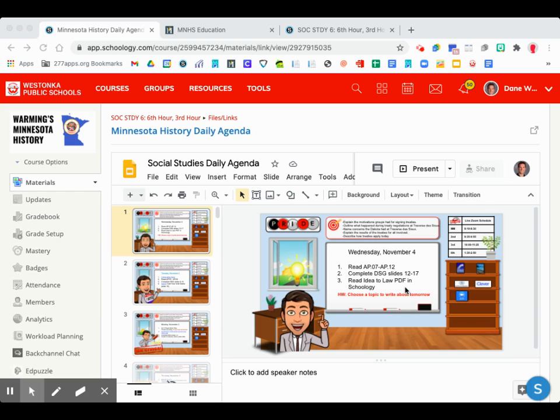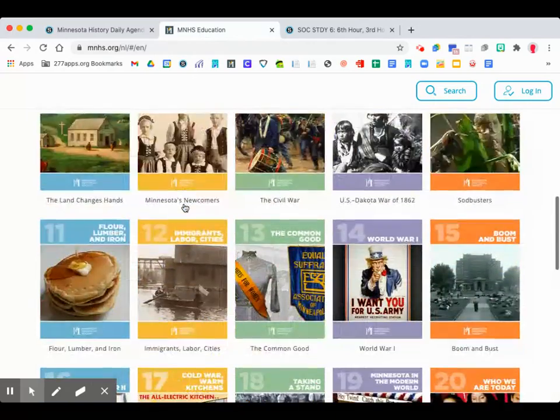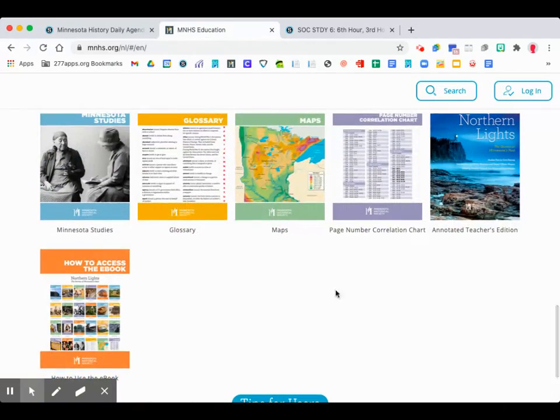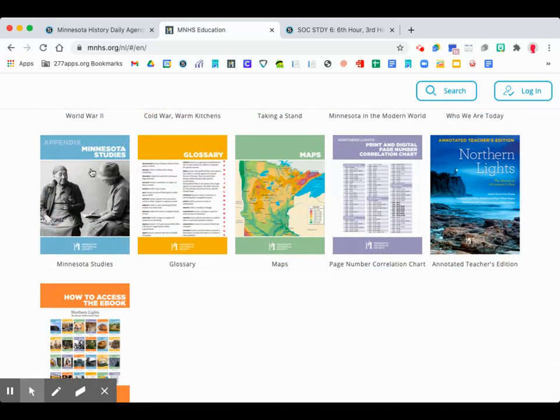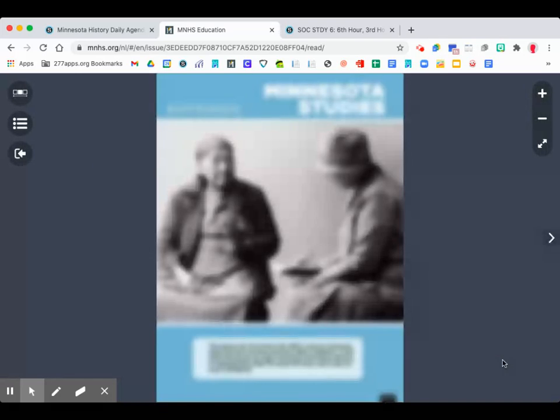The first thing on our agenda this morning is to read AP 07 through AP 12. Remember that AP stands for appendix. We won't be reading in a normal chapter today, so make sure you follow that to our online textbook and find the blue chapter called Minnesota Studies. It's also called the appendix, and make your way to AP 07. We started reading yesterday. We'll continue that today.